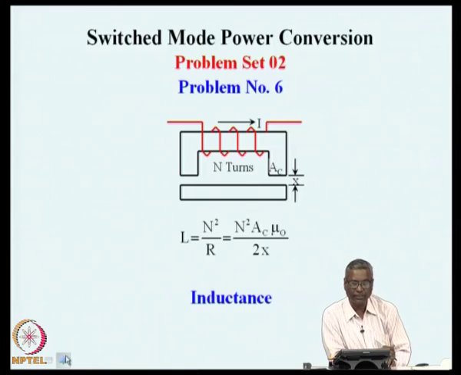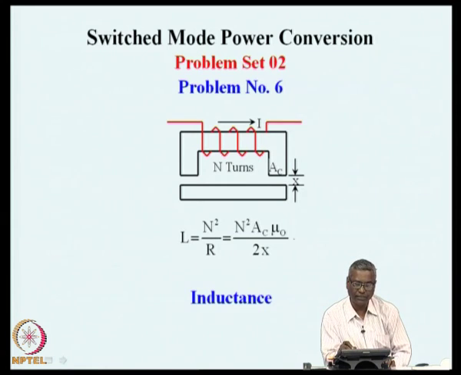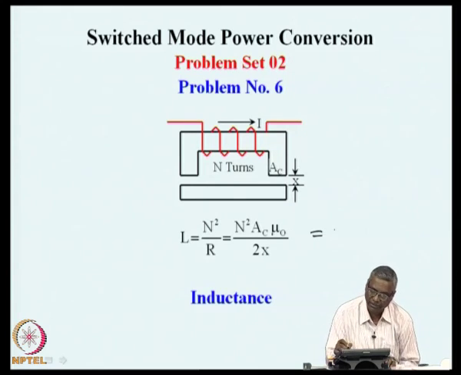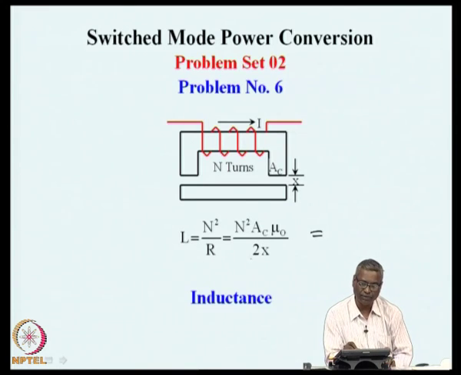And we can extend this and go on to the next idea, that the winding is seen to have an inductance of L, which is n square by R. In this particular case, it is n square by reluctance, which is 2x by AC mu naught. So, what we see here is the inductance of this circuit, which is proportional to square of the number of turns and the area of cross section and permeability of the air gap, and inversely proportional to the gap 2 times x because of the 2 gaps.